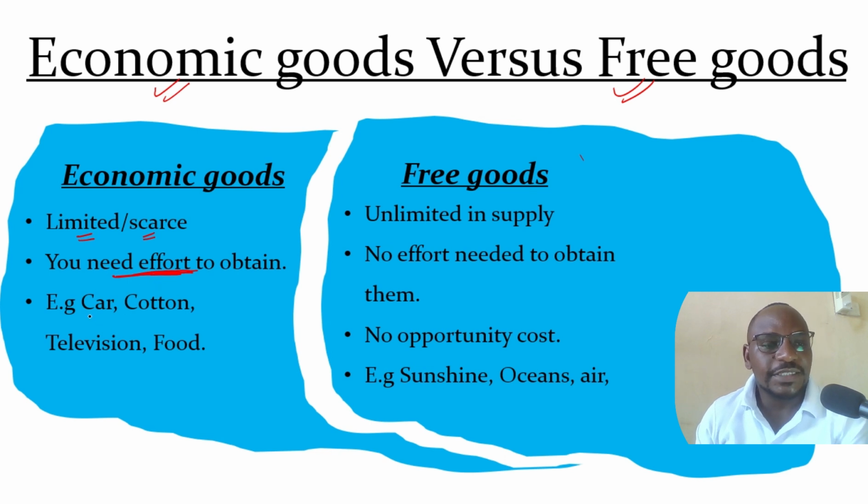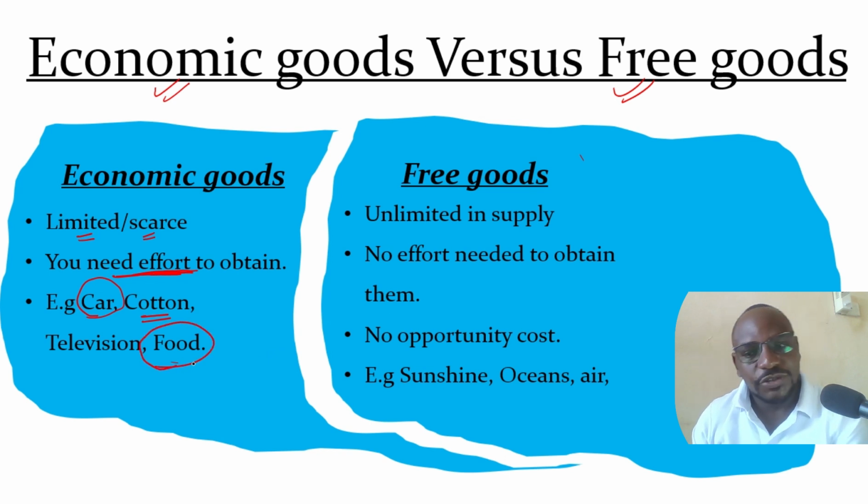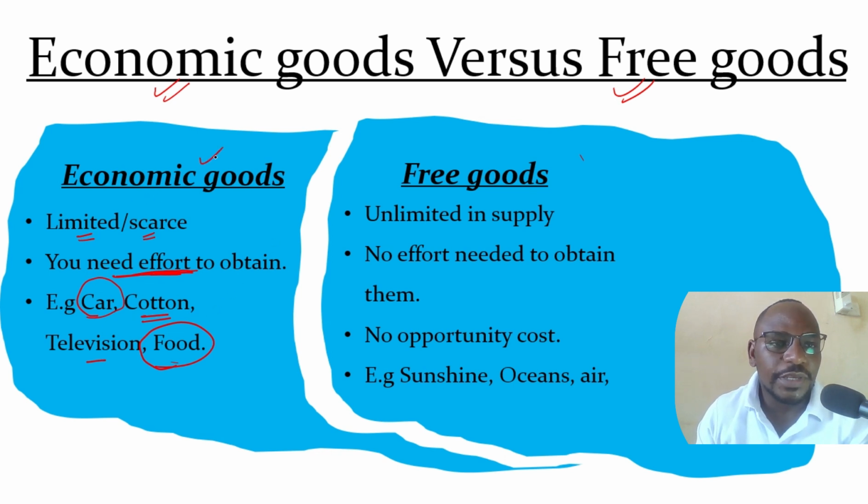For instance, if you need a car, you're going to pay for the car. If you need cotton, you either pay for the cotton or you go to the farm, grow your cotton, and work on it until you harvest. So the effort is needed. The same thing applies to food. You either buy food or you can grow your own food. Television is something you will have to buy. So all these goods fall under economic goods.